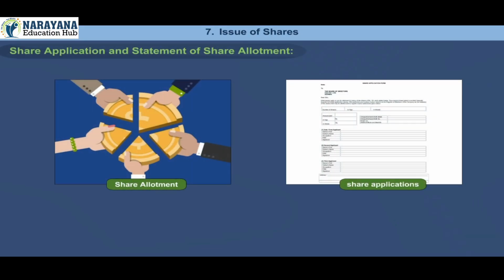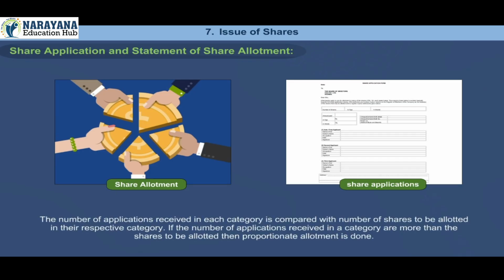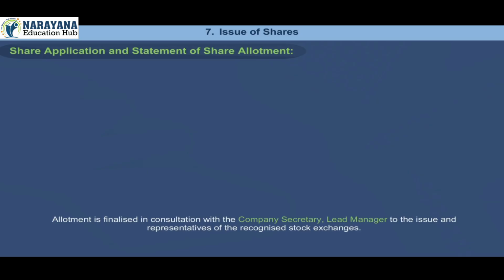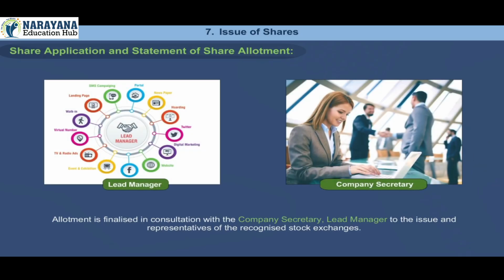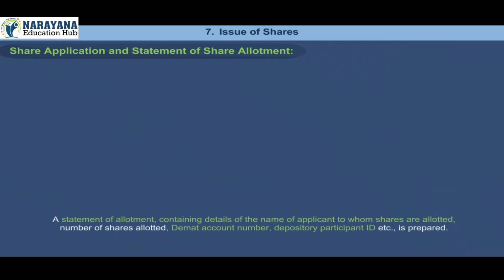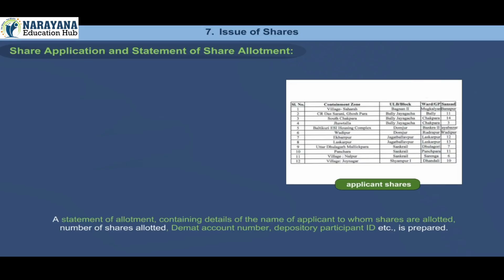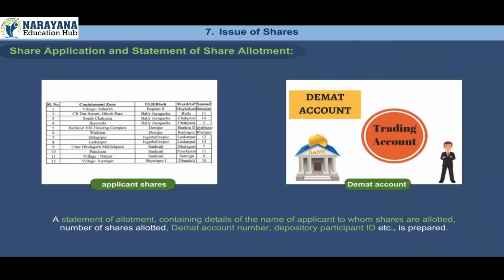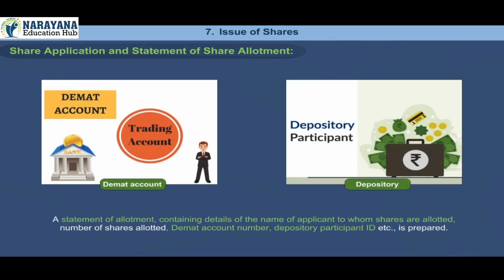Share application and statement of share allotment. The number of applications received in each category is compared with the number of shares to be allotted in the respective category. If the number of applications received in a category is more than the shares to be allotted, then proportionate allotment is done. Allotment is finalized in consultation with the company secretary, lead manager to the issue, and representatives of the recognized stock exchanges. A statement of allotment containing details of the name of the applicant to whom shares are allotted, number of shares allotted, demat account number, depository participant ID, etc.